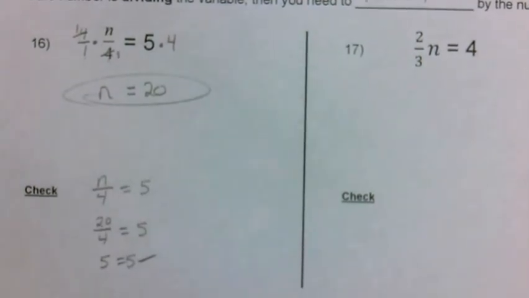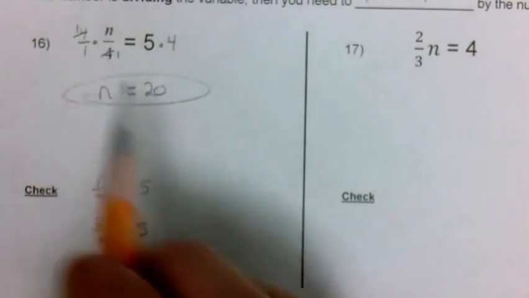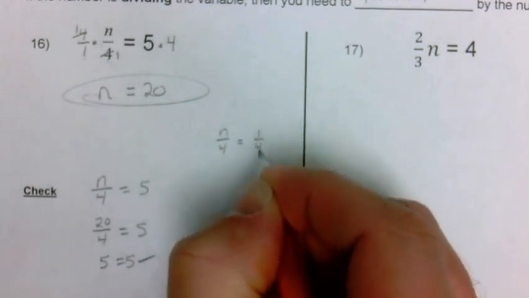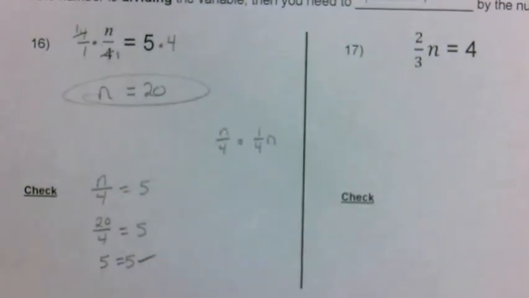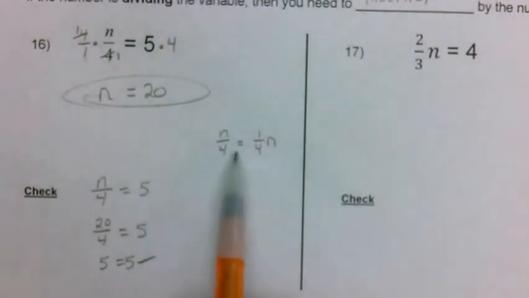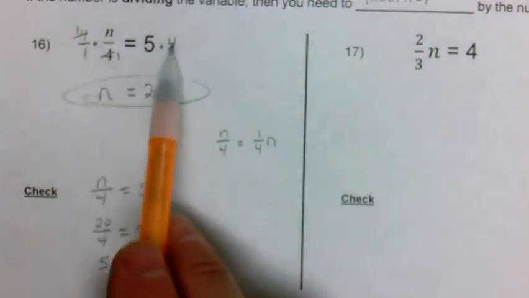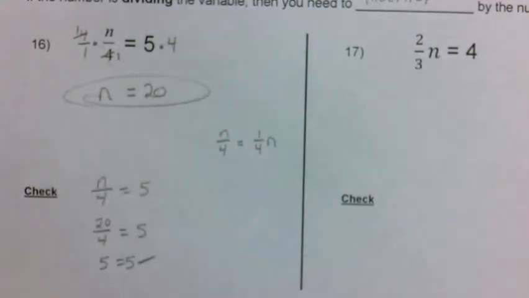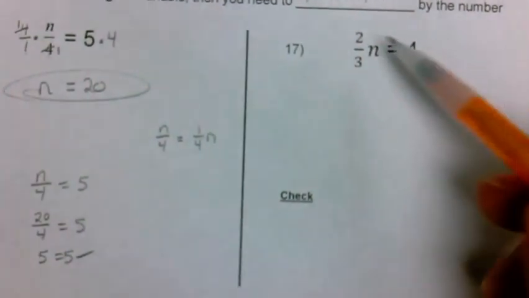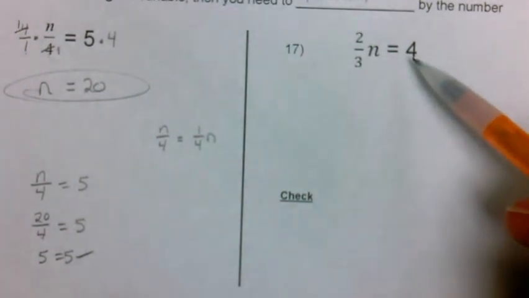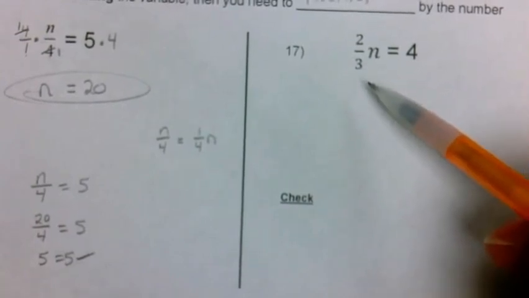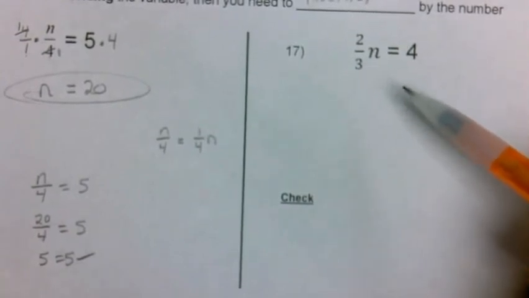All right. Now, looking at this example here, it was n divided by 4. n divided by 4 is the same as 1/4 times n. Dividing by 4 is the same as multiplying by 1/4. And again, what we did here was multiply each side of the equation by 4 in order to get the value of n. Well, looking over here at number 17, it says that 2/3 n is equal to 4. I don't want 2/3 of n. I want the full value of 1n. So what am I going to have to do in this example?